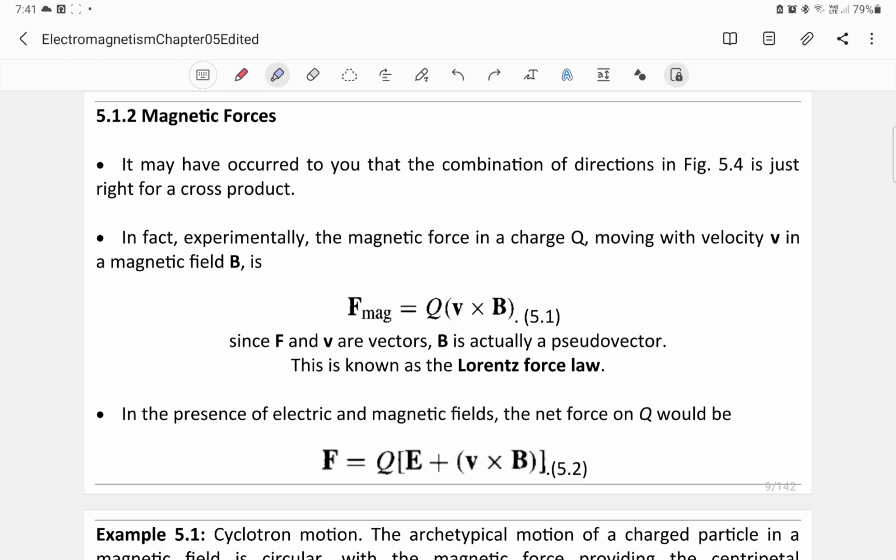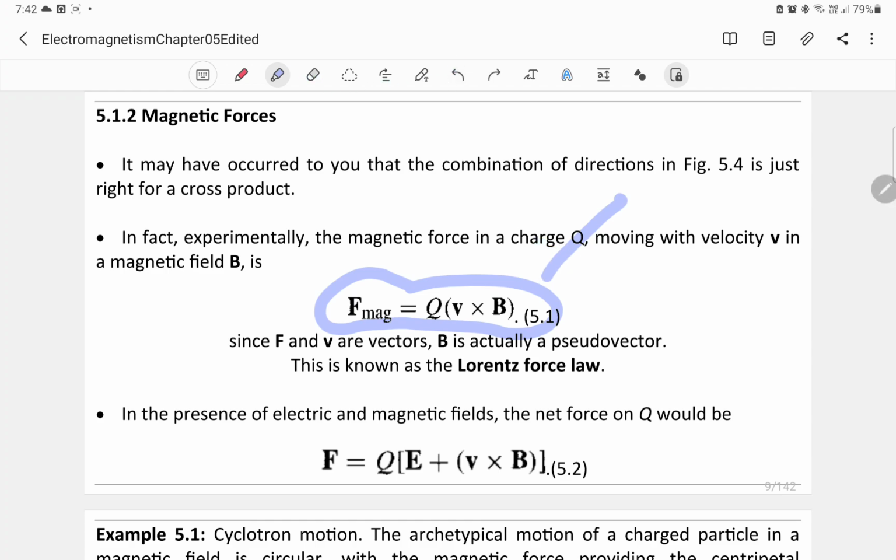Exactly. Experimentally, the force on a charge moving with velocity v in a magnetic field B is given by this. And by the way, B is actually a pseudovector. The whole formula here is called the Lorentz Force Law.